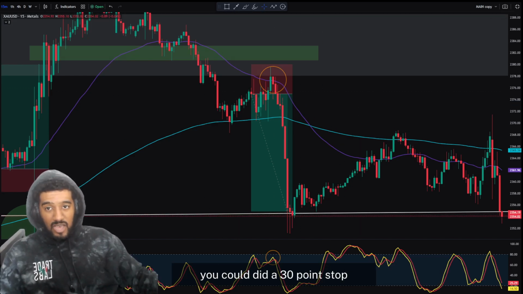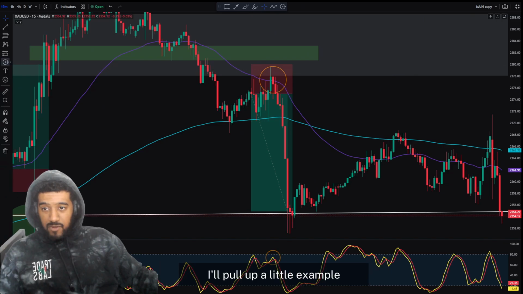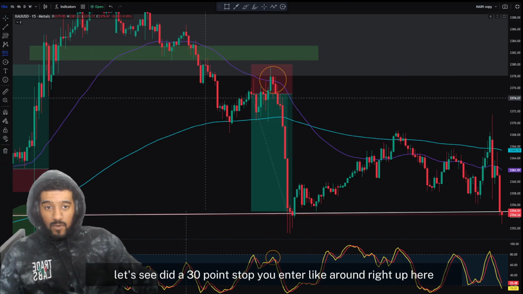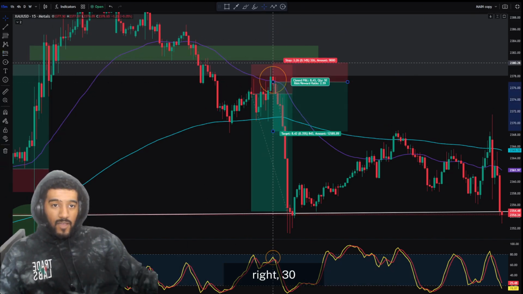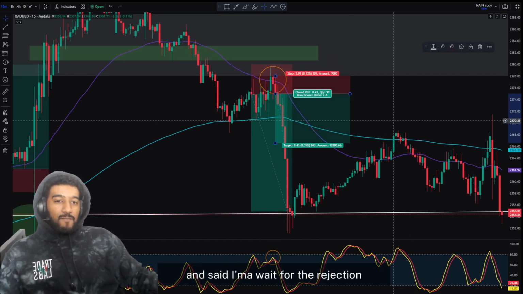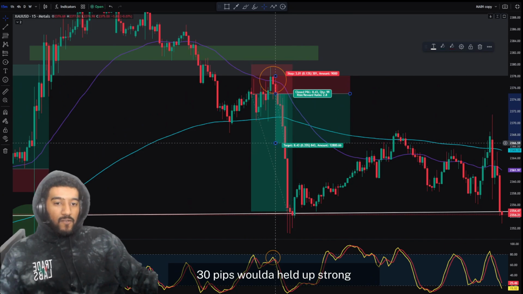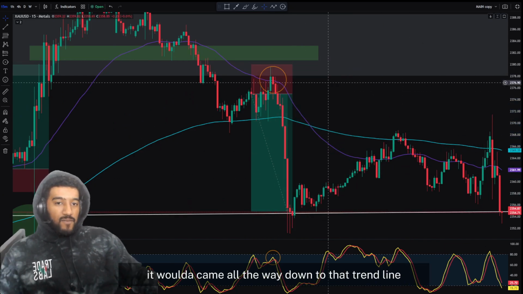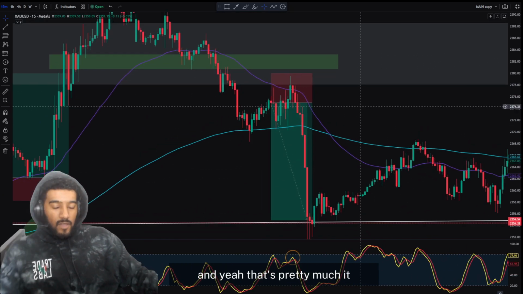If we did a 30-point stop, one of my traditional little 30-point stops, I'll pull up a little example. Let's see. Did a 30-point stop. We entered around right up here, right? I keep saying 30 points. 30 pip stop. Again, even if you got in late and said, I'm gonna wait for the rejection, 30 pips would have held up strong. Still would have come all the way down to that trend line. But we got in a little early. 50 pips showed up, and yeah, that's pretty much it.